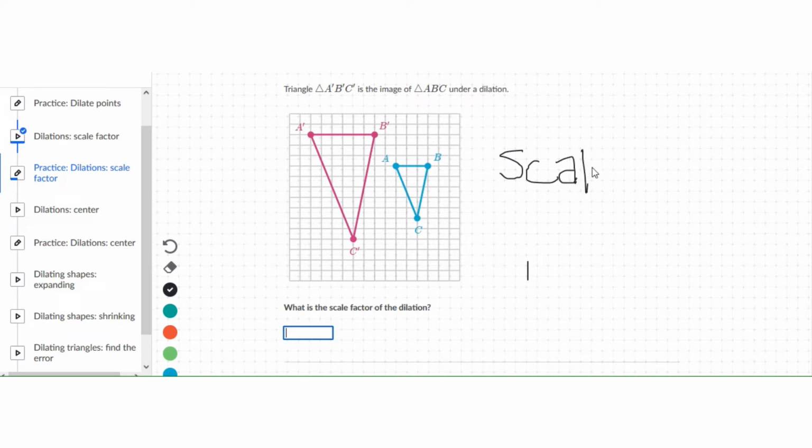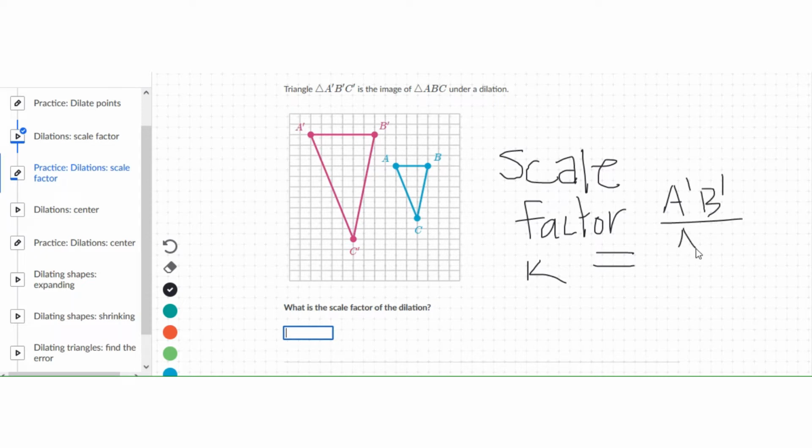The formula, I hope you all remember, for scale factor, which is represented by K. So I'm going to write K very shortly as the symbol to write the scale factor. So the scale factor represented by K is equal to the image divided by the original. So here the image is A prime, B prime. Any one side of the length you can take and you divide it by AB.